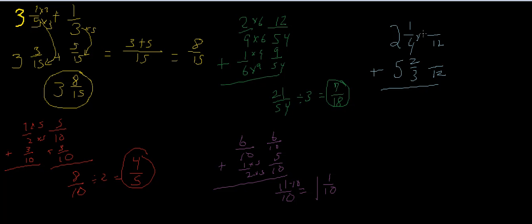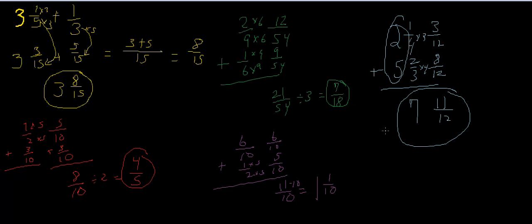I'm going to multiply by 3, so it gives us 3/12. This one I'm going to multiply by 4, 8/12. Now it's 3 plus 8, 3/12 plus 8/12. So that's going to give us 11/12. And I need to still remember these numbers here. 2 plus 5 is 7. So 7 and 11/12.